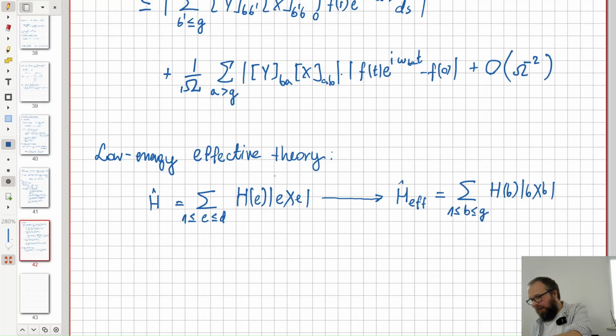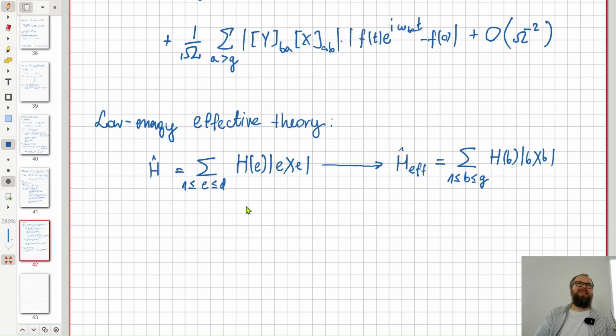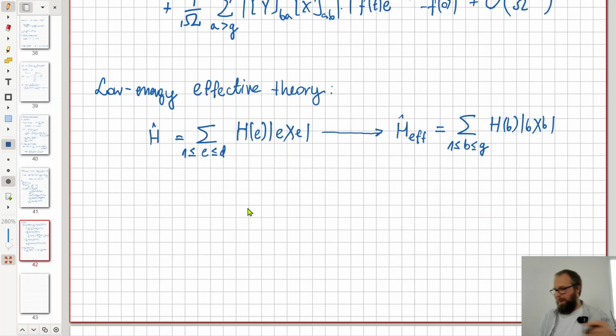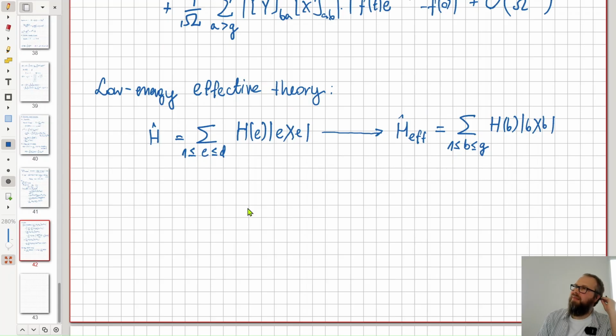Okay, now let's try to formalize it a bit. Some questions on this? Till now, what we did is we have a Hamiltonian and we know how to solve it. We got the spectrum, looked at it and said there is a gap, and we identified a low energy space.